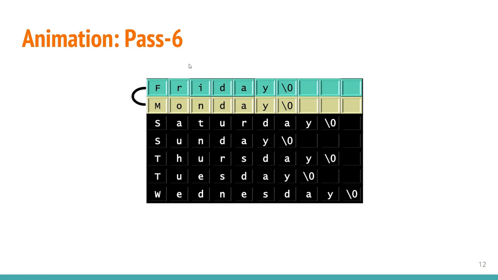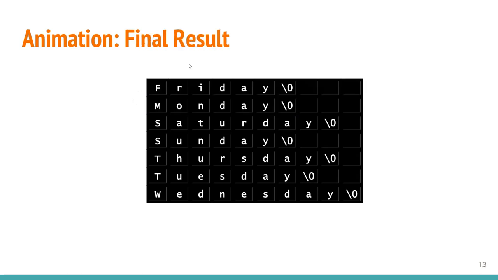Next, compare Friday with Monday, no swap. So you can see here there will be no seventh pass, because there will be only one element available which is not fixed, and you cannot compare that element with the already fixed element. So this is how we got the result.